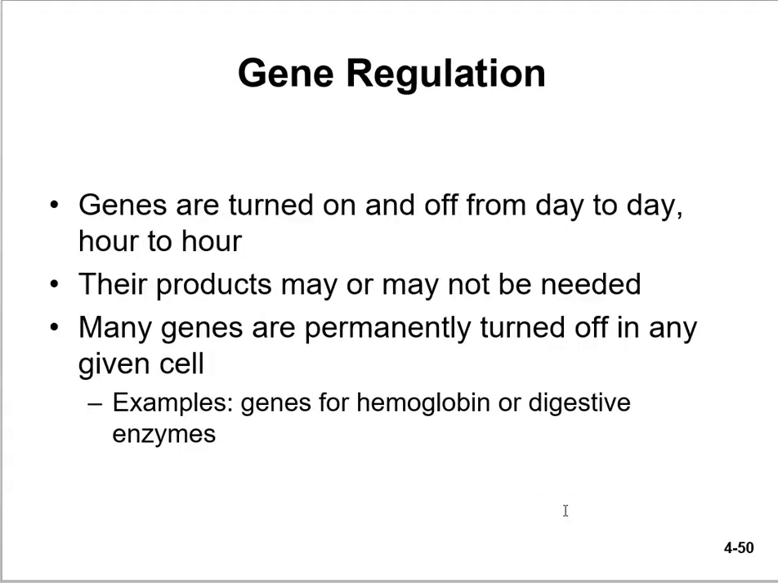Genes can be turned on and off from day to day, from hour to hour, because their products may or may not be needed. It's a waste of energy to make products if we actually don't need them at the time. Many genes can be permanently turned off in any given cell. Like, for instance, if we have a gene for hemoglobin, we wouldn't want to be making that protein in, say, a cell of your eye.